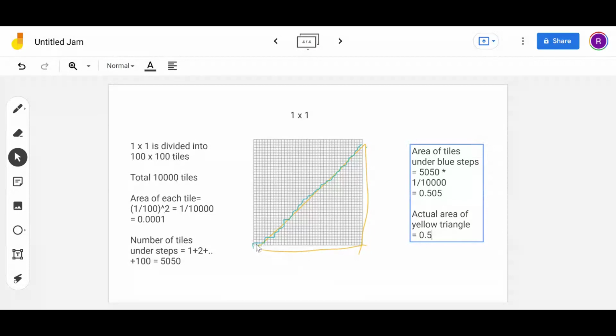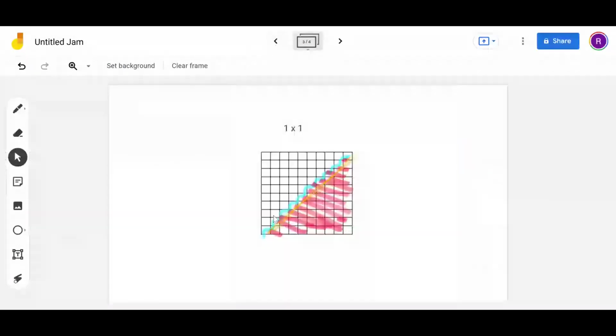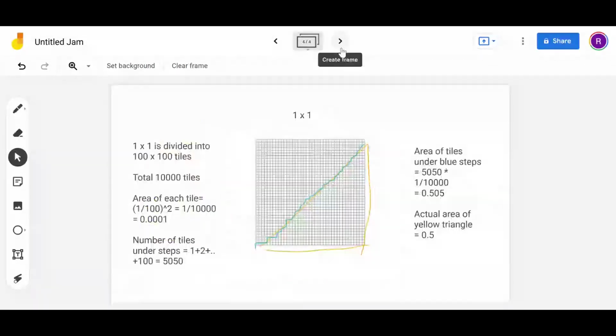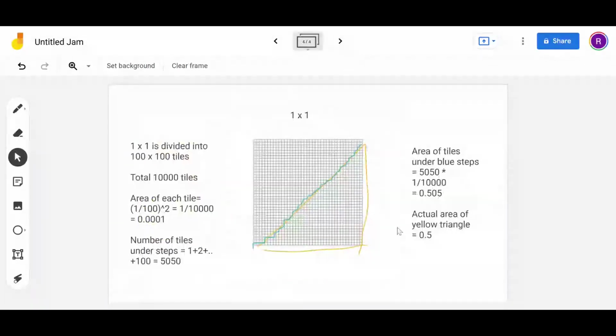It will be clear in this figure. Because there are extra half triangles which are being added up, which is more clear here. These extra little half triangles are being added up, and that's why I'm getting this extra 0.005. So I'm getting slightly more.